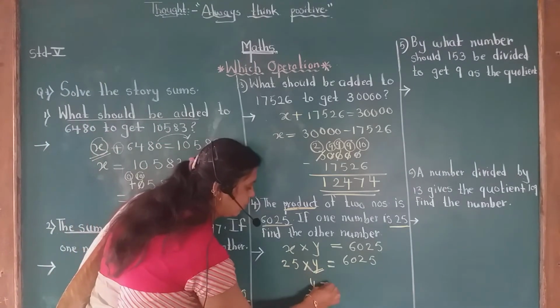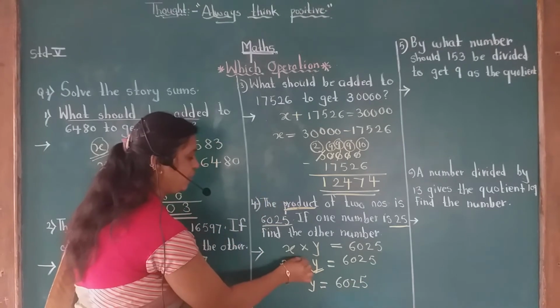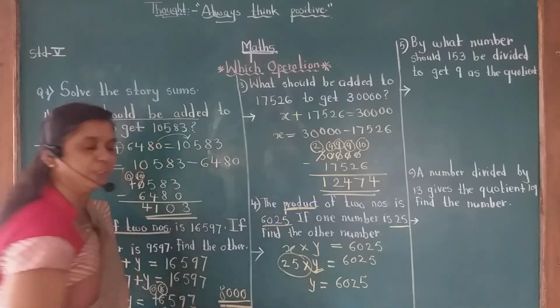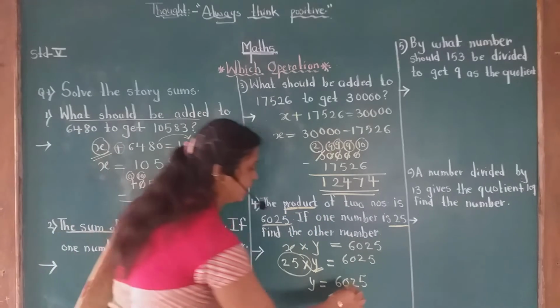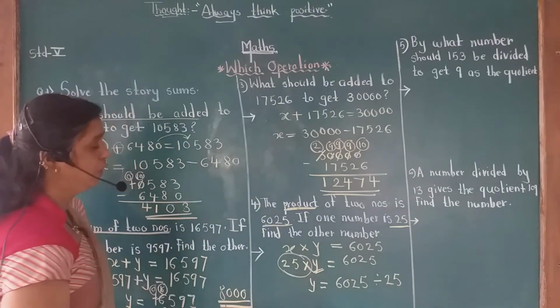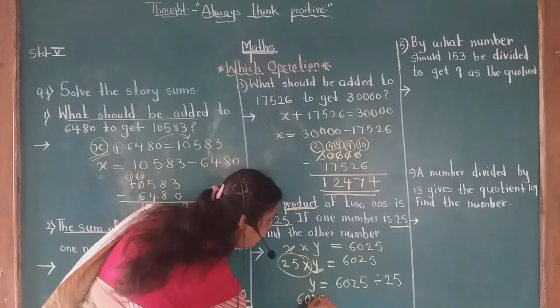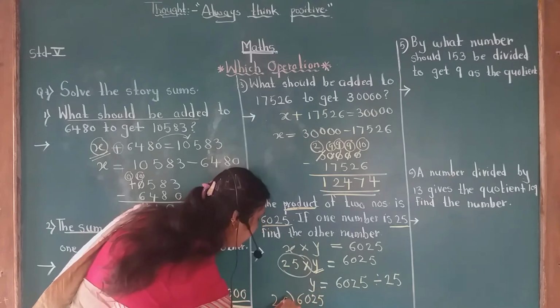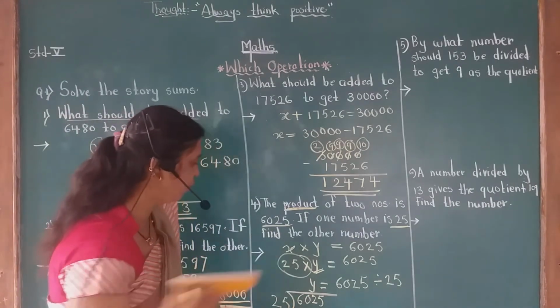So y is equal to 6025 divided by 25. See student, here the sign is multiplication. So while shifting this to that side, it will become division. So you have to divide this number. So how will you do divisions? You know the table of 25. So I will make here some space for division.